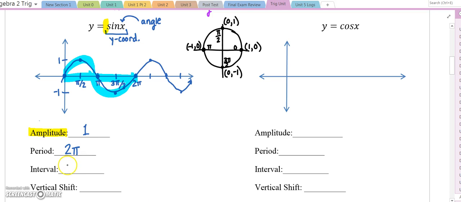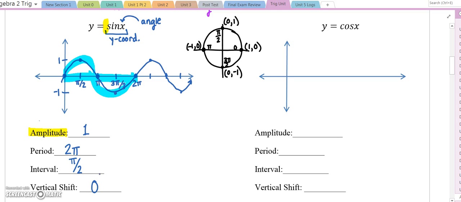And the interval, we always take the period and divide it by 4. Or it's just the distance between each x value, so that would be pi over 2. I'm going up by pi over 2's. And my vertical shift is the midline, so that would just be 0. So that's just the general sine function.